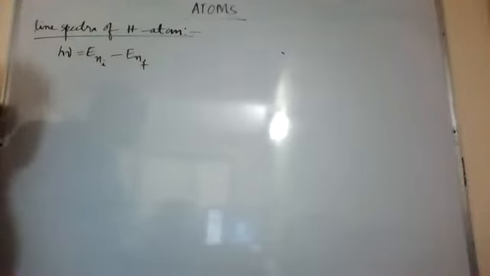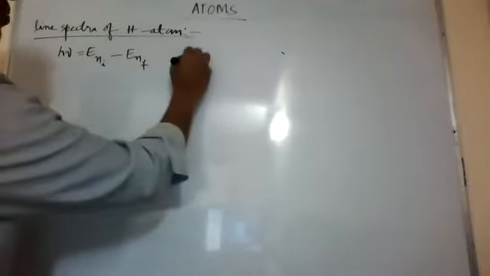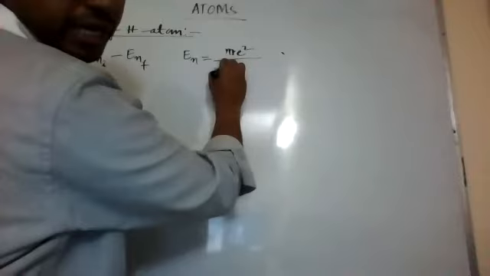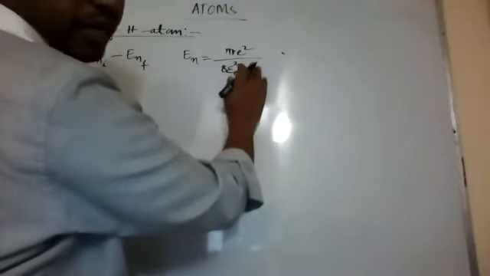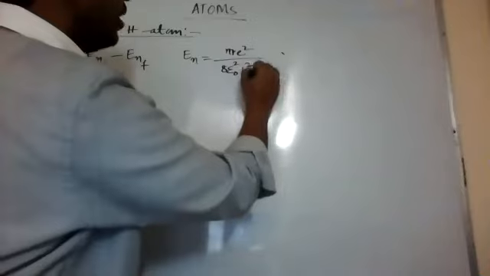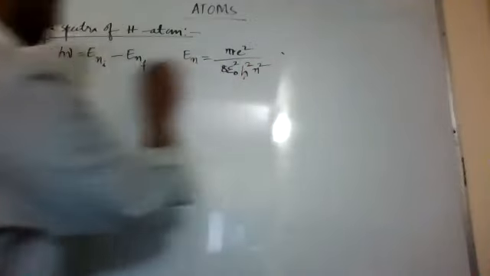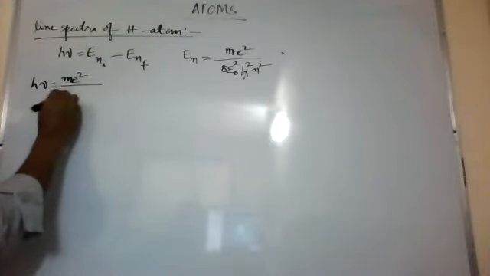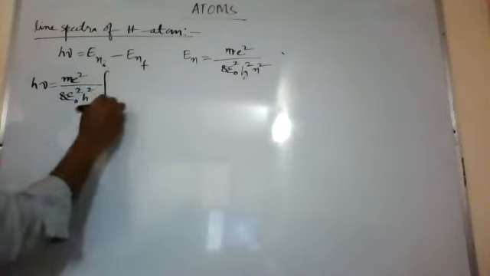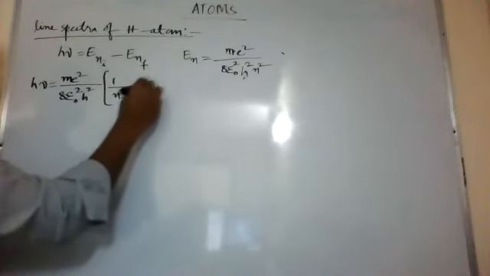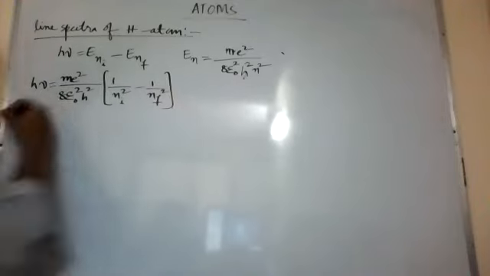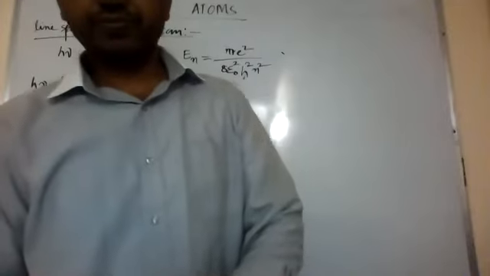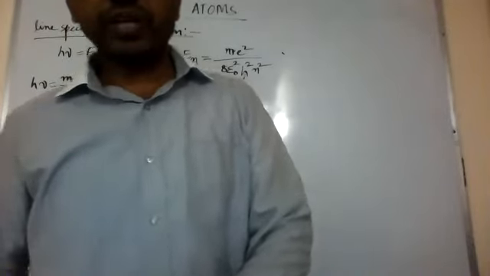So what is the formula now? We have the En formula: En is equal to minus m e to the fourth by 8 epsilon 0 square h square into n square. Just substitute here. h nu is equal to m e to the fourth by 8 epsilon 0 square h square, taking it common, into 1 by Ni square minus 1 by Nf square. Finish. Is that clear, all of you? Yes, sir. Are you understanding, sir? Yes, sir.